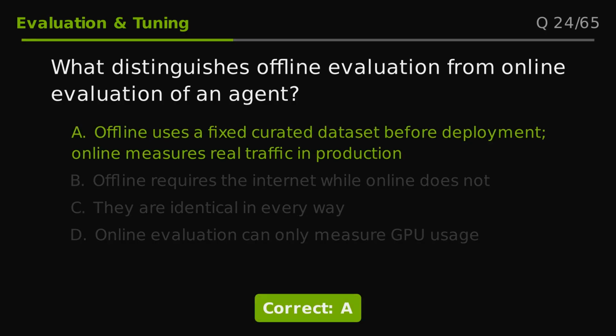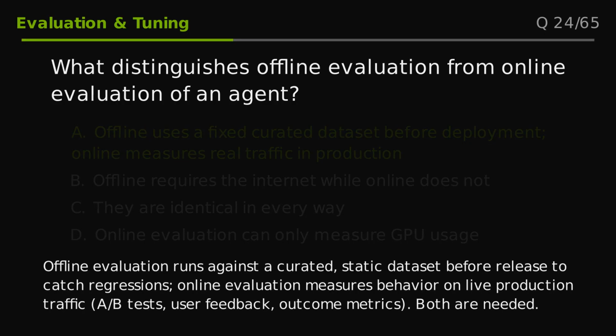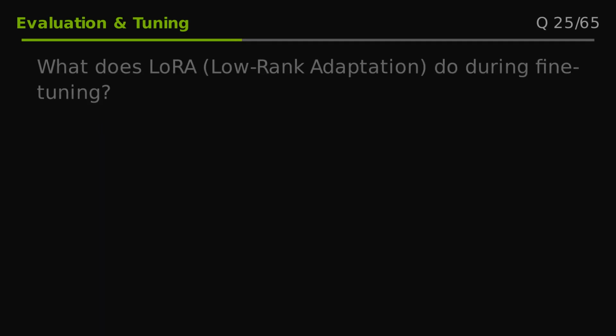The correct answer is A. Offline evaluation runs against a curated, static dataset before release to catch regressions. Online evaluation measures behavior on live production traffic, via A/B tests, user feedback, and outcome metrics. Both are needed.